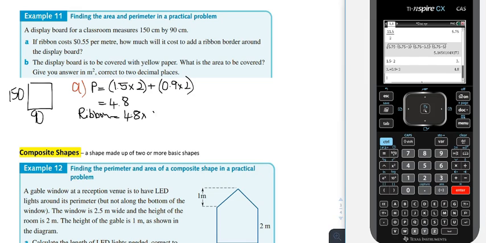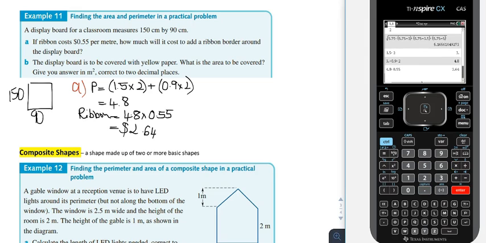The question actually asks for the cost. So you need to take that distance of 4.8 and times it by 0.55, which is the cost per meter. This gives me the result of 2.64. This is a dollar amount, so $2.64.